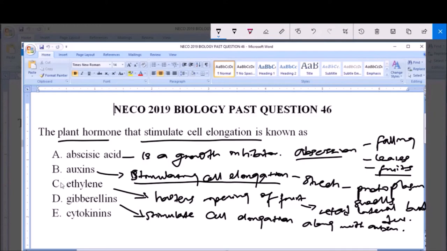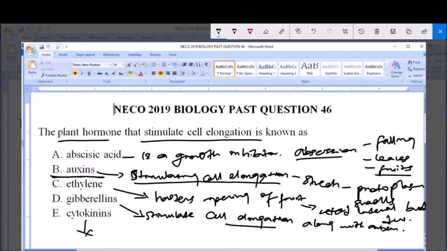Now you can see that gibberellin and auxins both stimulate cell elongation, but the one most concerned with cell elongation is auxin. Auxin is the most important hormone responsible for cell elongation, because it acts on the cell wall, softening it and making it possible for the protoplasm to swell and increase in amount, thereby leading to stretching of the cell. Gibberellin also brings about cell elongation and division, but it is not the most important. The hormone most concerned with this activity is auxin.